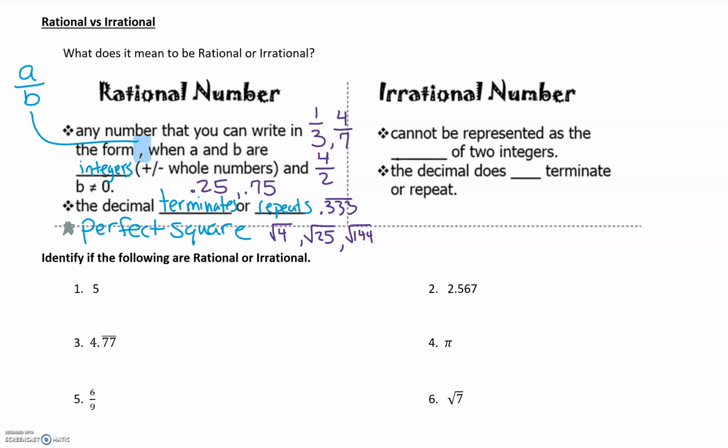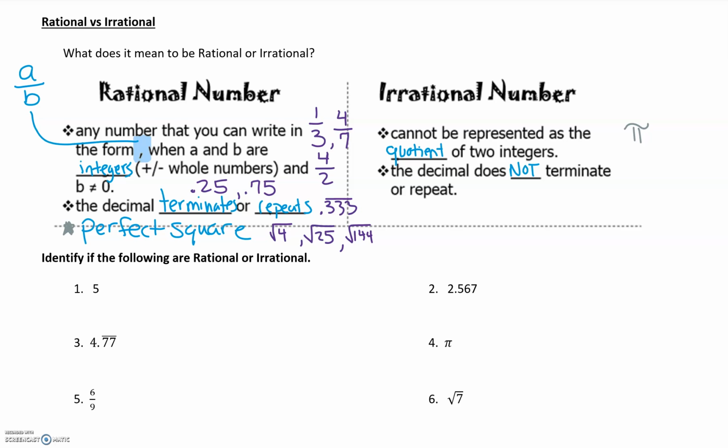On the opposite side of that, we have our irrational numbers. These are numbers that cannot be represented as the quotient, which just means a division problem, of two integers. And the decimal does not terminate or repeat. Well, what's that going to be like? I don't know if you are familiar with this number, but you're going to start seeing it in your next math classes. This is called pi. It is a decimal that does not terminate.